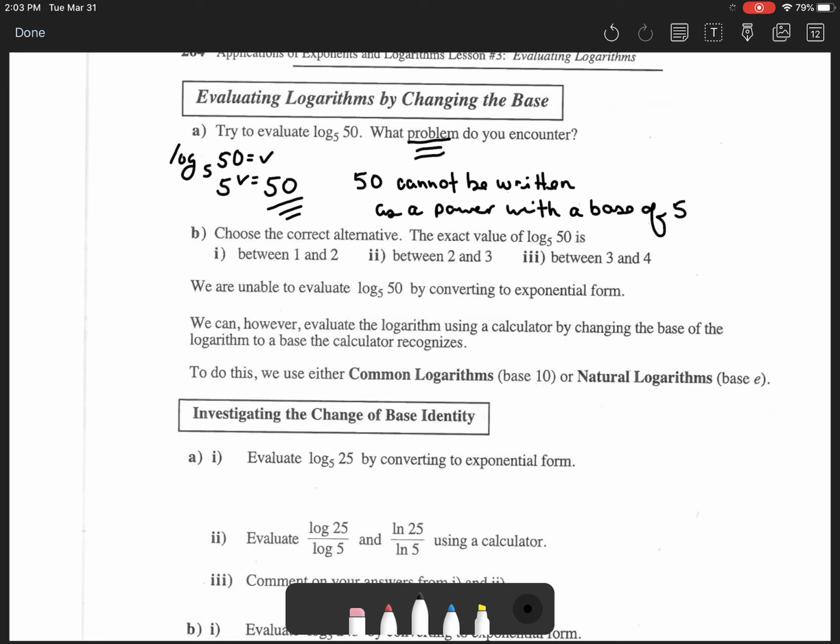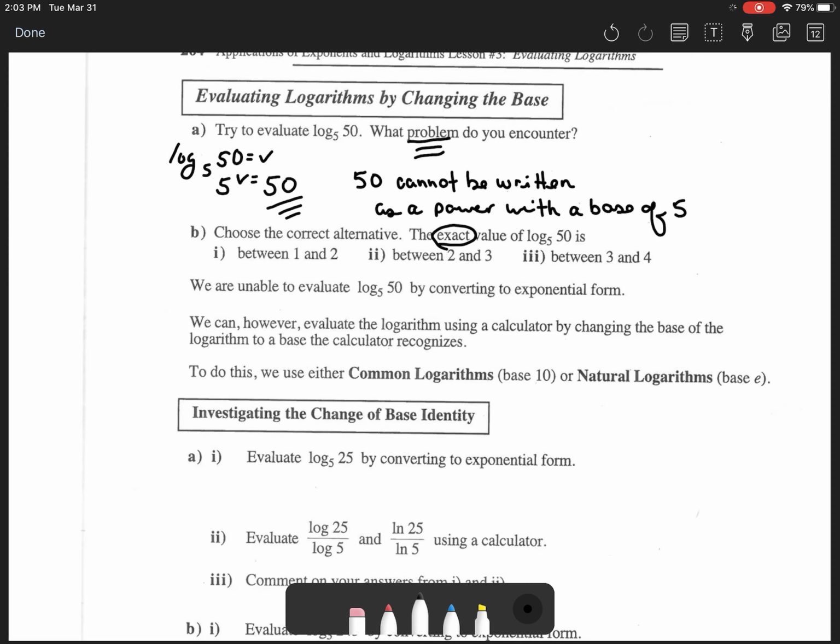Now, in part B, it's kind of like a multiple choice question. It says, choose the correct alternative. The exact value of log base 5 of 50 is what? Well, it's not going to be between 1 and 2 because 5 to the exponent of 1 is 5 and 5 squared is 25. Those numbers are too low. They're not at 50. 5 cubed is going to be 125. So your answer is going to be somewhere between 2 and 3.